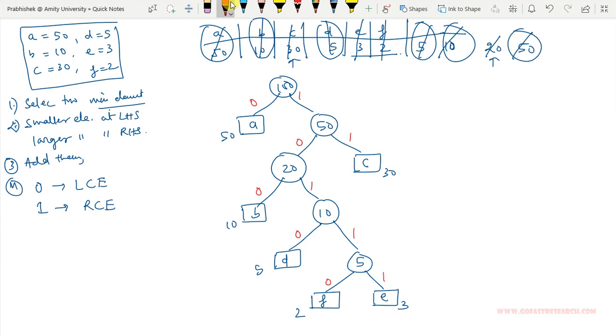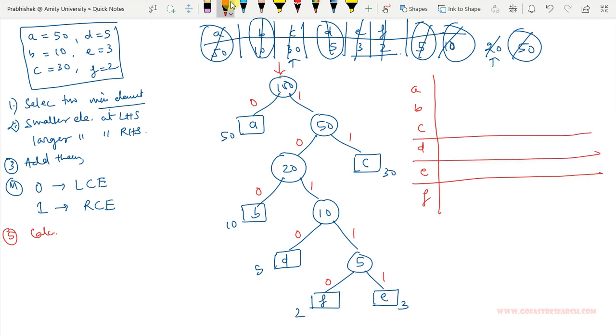Now what to do? What is the fifth step? The fifth step says calculate the total number of bits required for the characters, and for that we have to calculate the coding. So how to see the coding? First of all, write all these characters: A, B, C, D, E, F. Okay, write this in such a way.